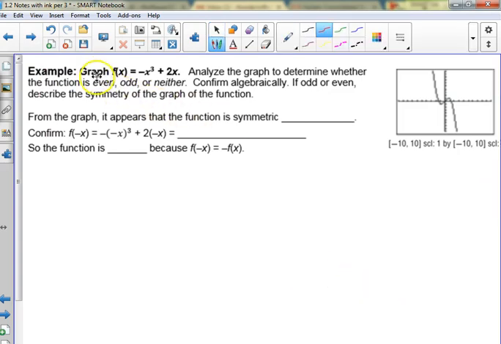It says, this graph, negative x cubed plus 2x, and here's a picture. Analyze the graph to determine whether the function is even, odd, or neither. Confirm algebraically. If odd or even, describe the symmetry of the graph of the function. Okay. From the graph, it appears to be symmetric. How? With the origin?